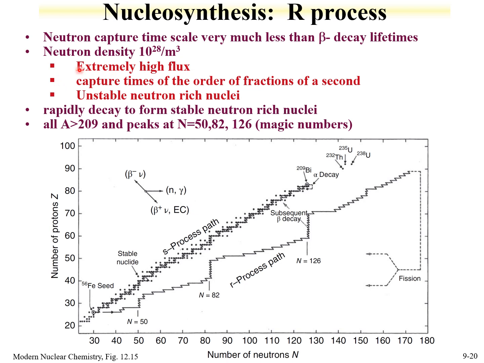This occurs when we have neutron densities on the order of 10 to the 28th per meter cubed. You can compare that to, say, how much water there is in a cubic meter of water. This is an extremely high neutron flux, and you get capture times that are in the order of fractions of seconds. And this can produce unstable, neutron-rich nuclei.